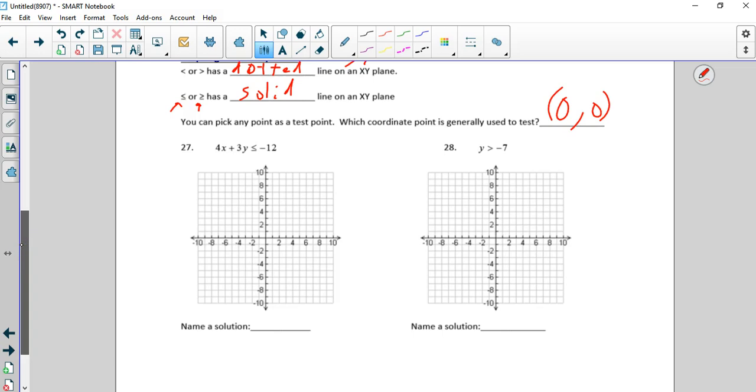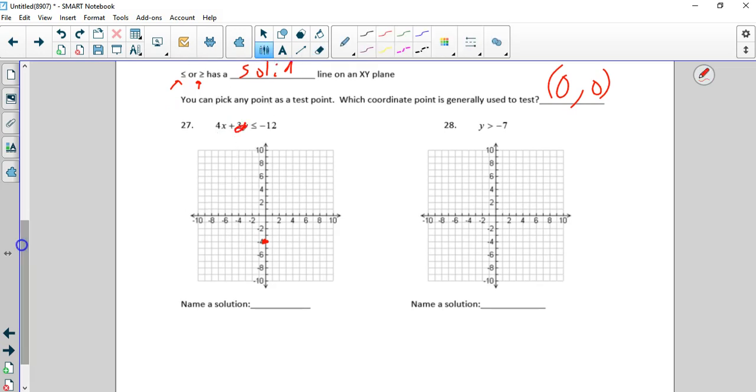So, 27. I'm going to use the cover-up method here. You could solve for y also. I might show that also. So I cover that up and I get 3y is -12. I divide by 3 and I get y is -4. And then if I cover up that, I divide by 4 and x is -3. It's a solid line like so.